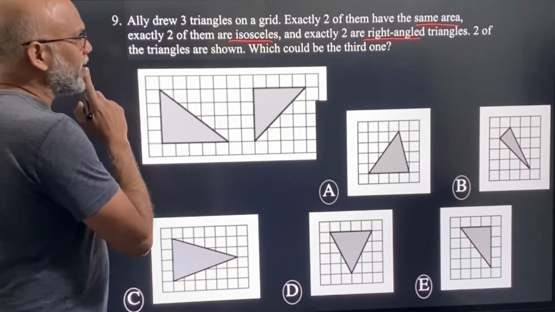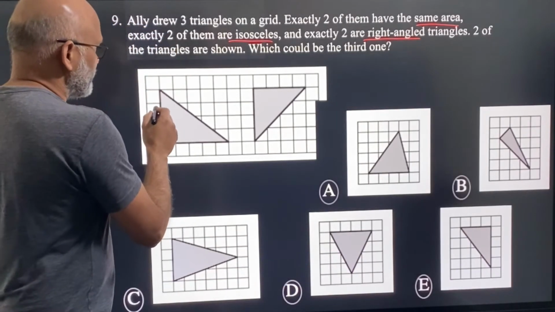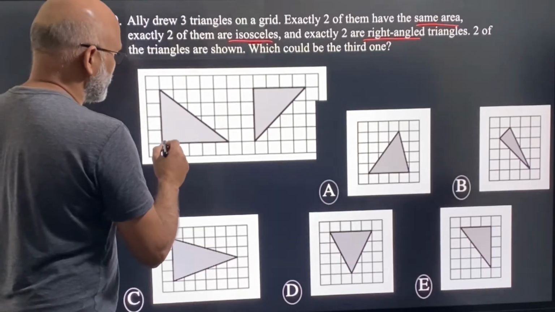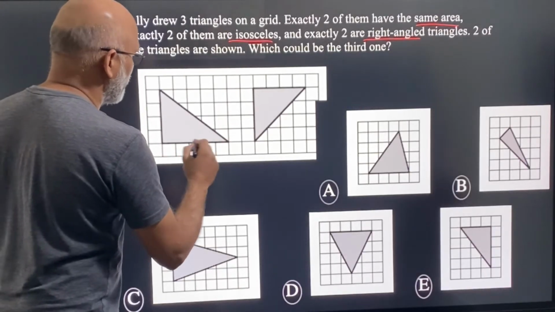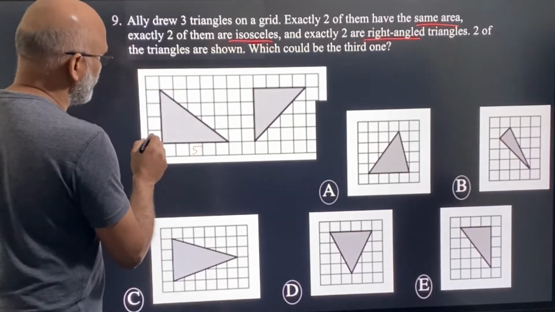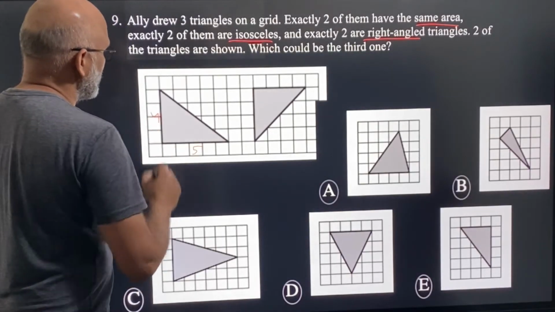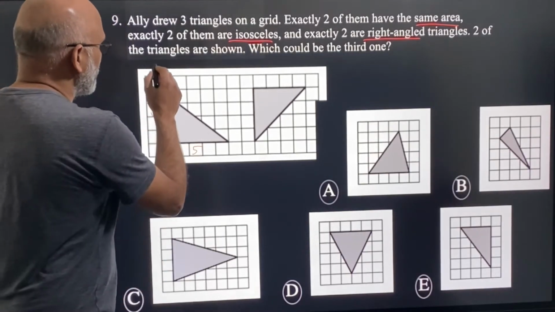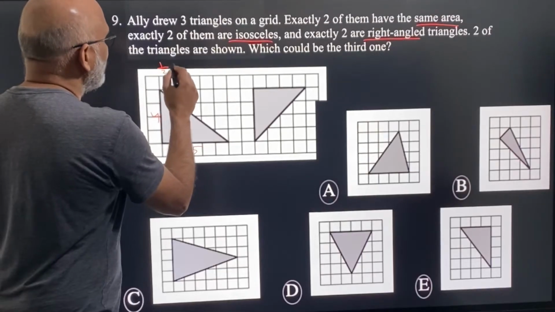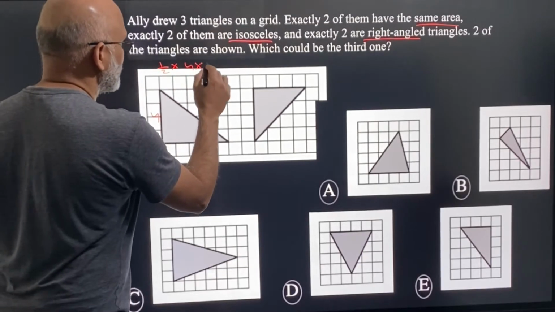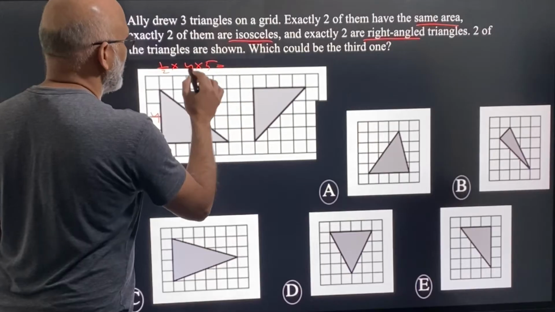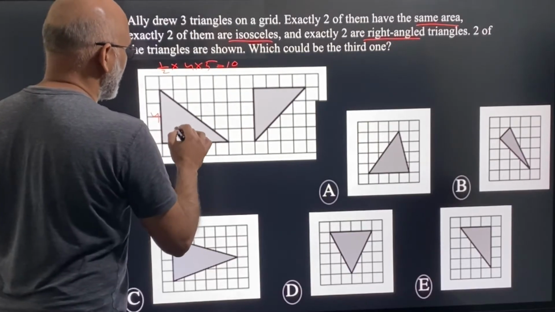All right, so let me check the side and area of this. So this is 1, 2, 3, 4, 5. So this is the side of 5. 1, 2, 3, 4. This is side of 4. So the area is going to be half times 4 times 5. So this is going to be 10. So it has an area of 10.